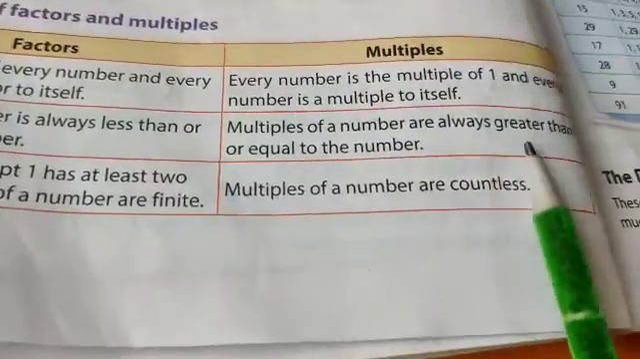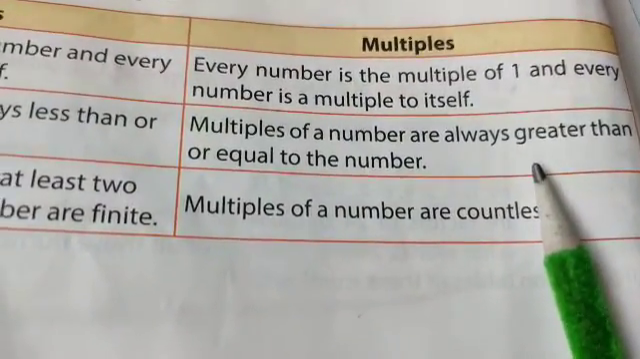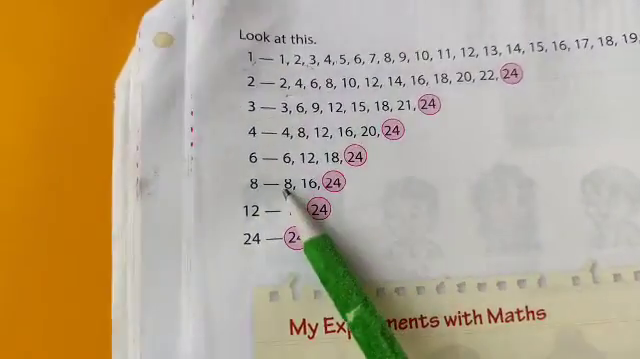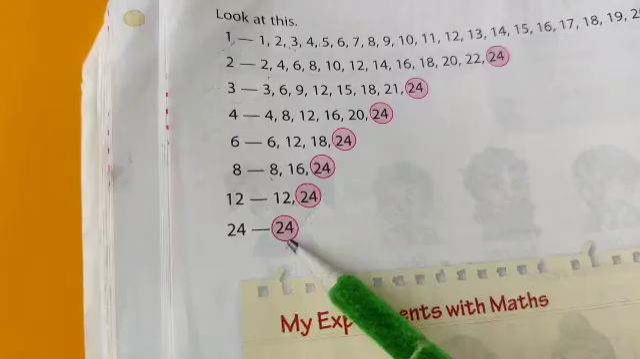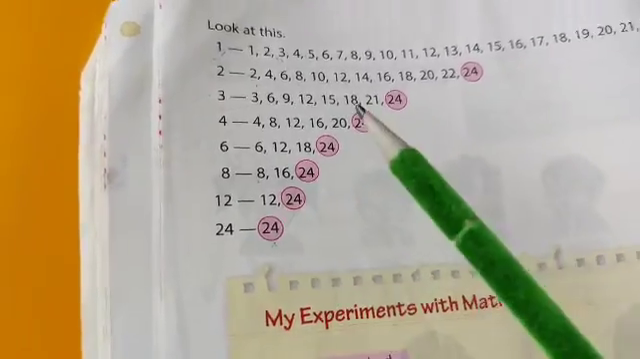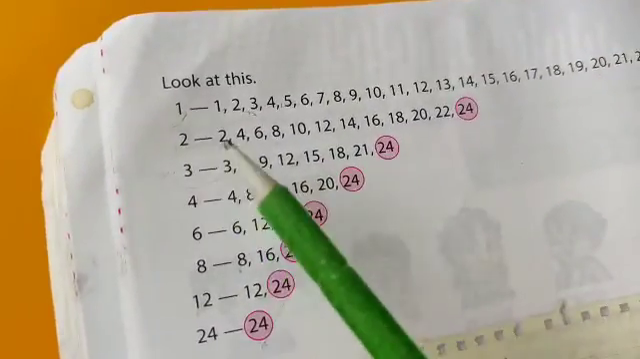Multiples of numbers are always greater than or equal to the number. हमेशा क्या होंगे? Greater होंगे या equal होंगे. Okay? Here the 24 are circled. It's another topic, but please pay proper attention about the multiples.